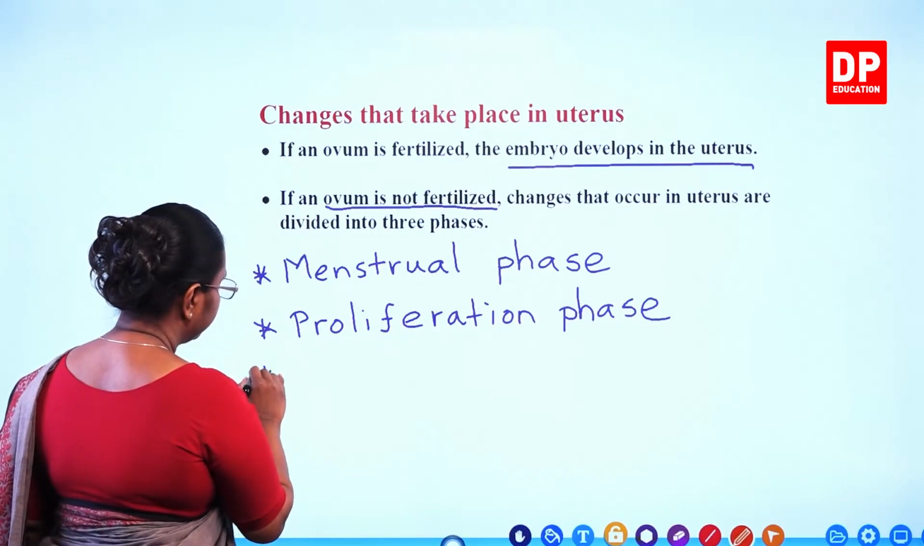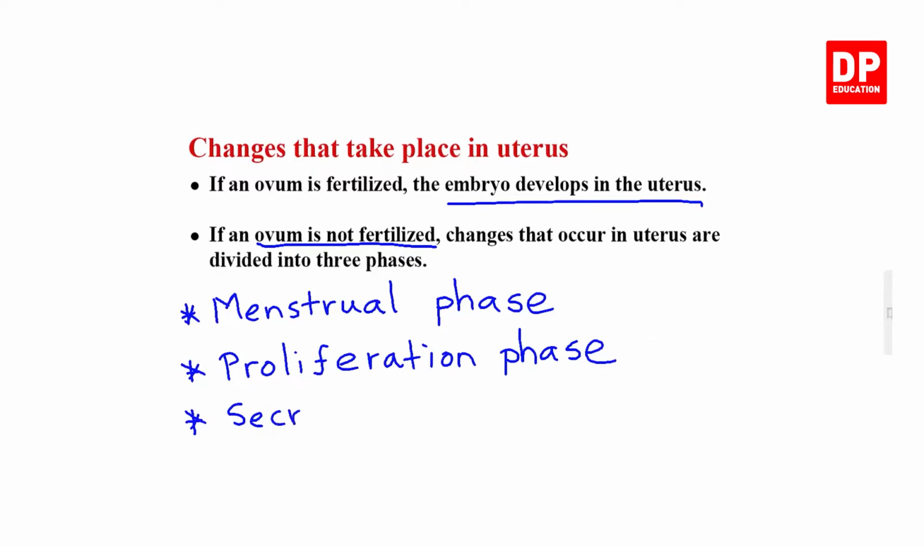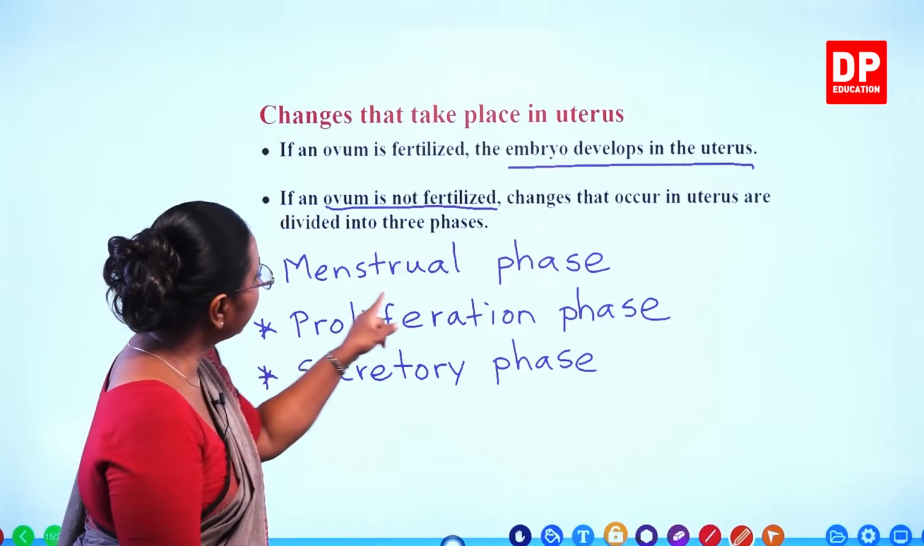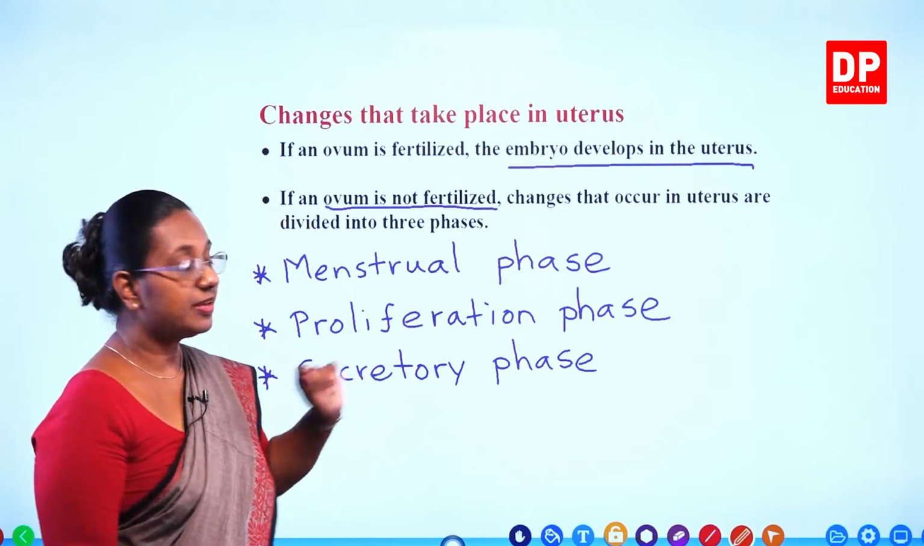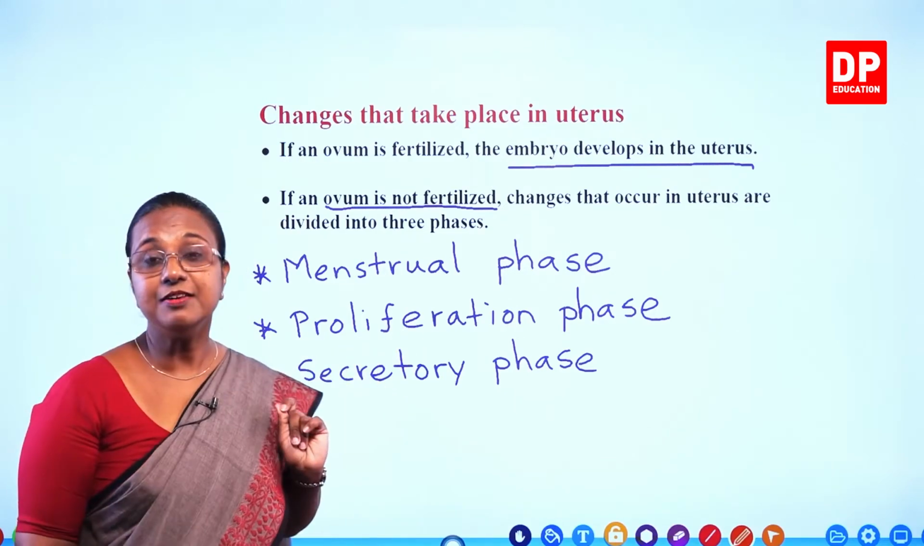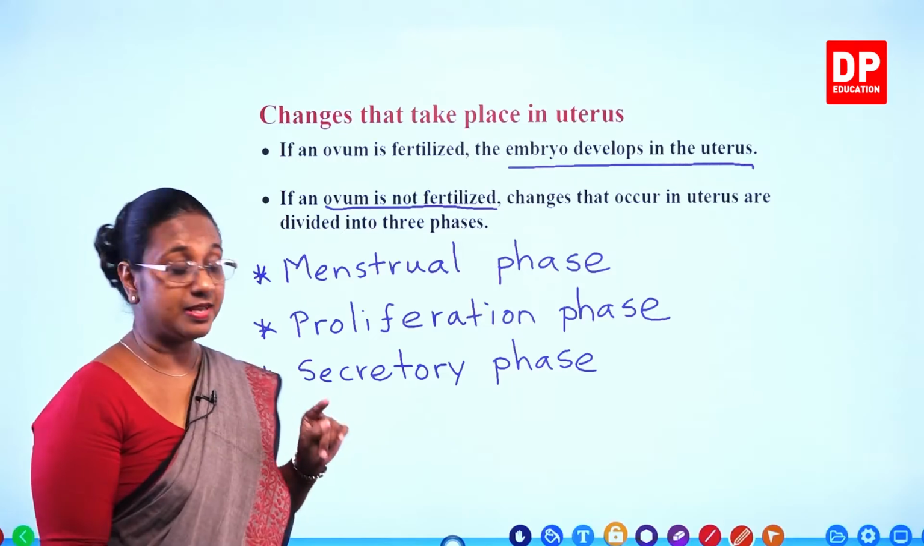And finally, we have the secretory phase. So, we have the menstrual phase, proliferation phase and secretory phase. We will discuss these 3 phases now.